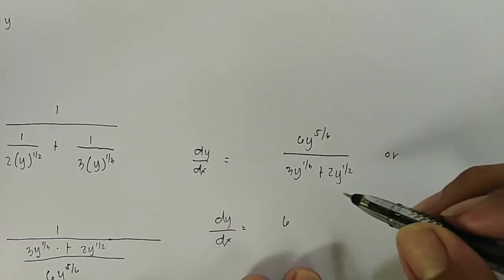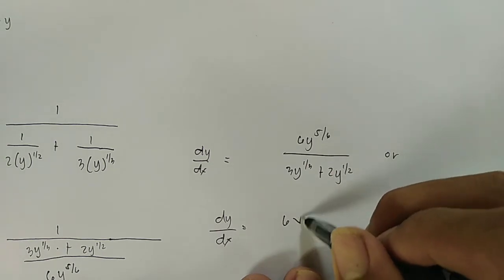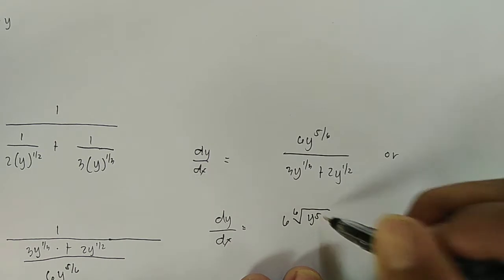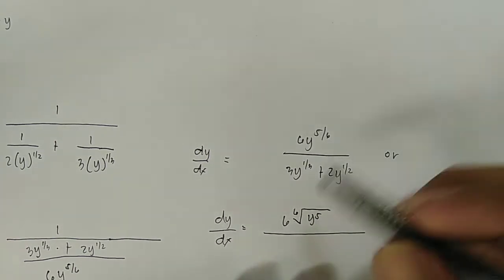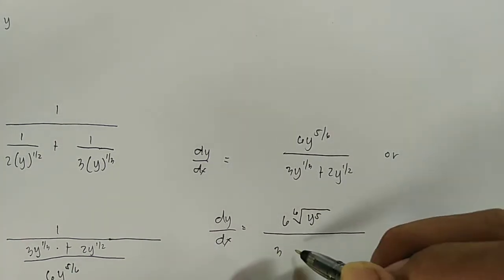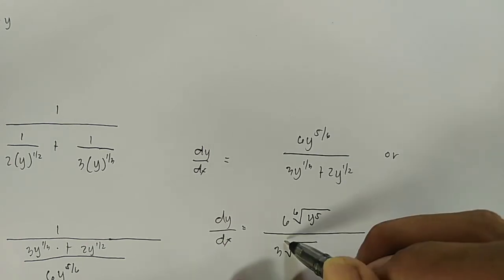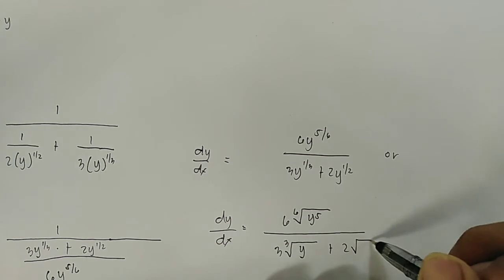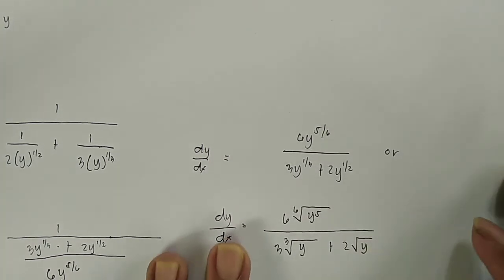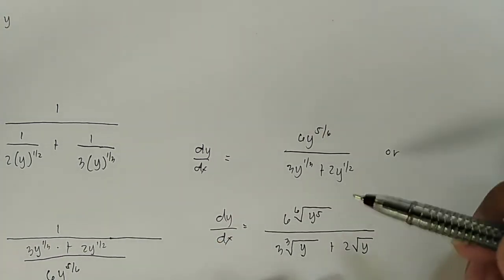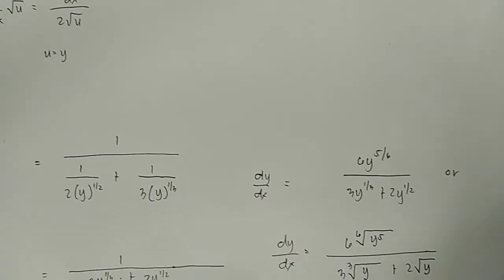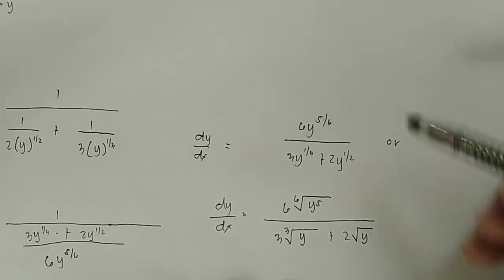6 times the 6th root of y to the power of 5 all over 3 times the cube root of y plus 2 the square root of y. So yan, either of the two can be considered as answer. So yan yung solution natin.